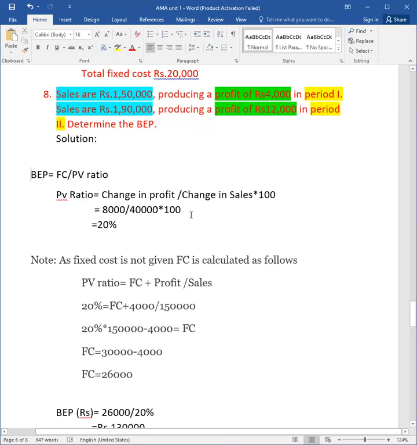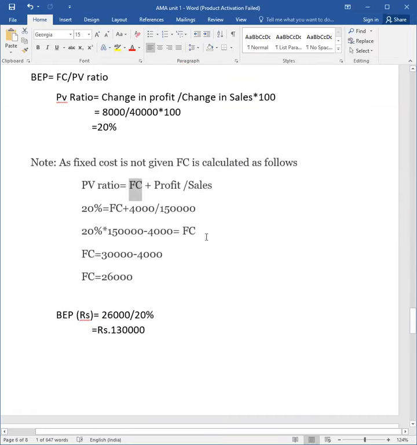We always express ratios in terms of percentage. As we have the PV ratio, with the help of the PV ratio formula, we can calculate fixed cost, because fixed cost is not given in this problem. So we use this formula: PV ratio is equal to fixed cost plus profit, the whole divided by sales. As we need fixed cost, we make the algebraic equation, the knowns to one side and the unknowns to the other side. Either you can first bring it to an equation and then separate it, or you can substitute and then separate. Here we have substituted first.